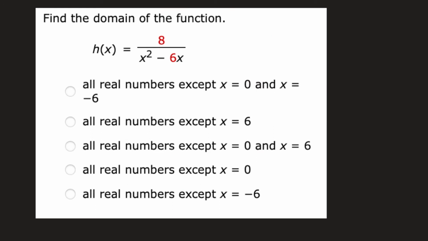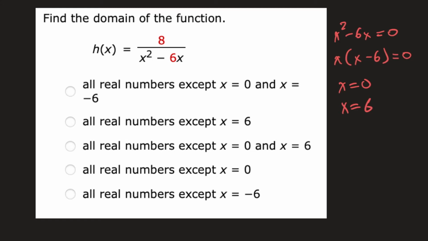In this question, we are asked to find the domain of this function. And the only places that the domain will not exist is when the denominator is equal to 0. So when can the bottom, x squared minus 6x, equal 0? So I can factor out the x here, because it's in common to both, and have something like this. Now I'm going to set each one of them equal to 0. So x equals 0 and x equals 6.